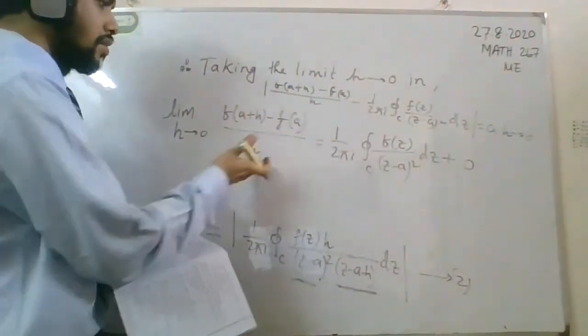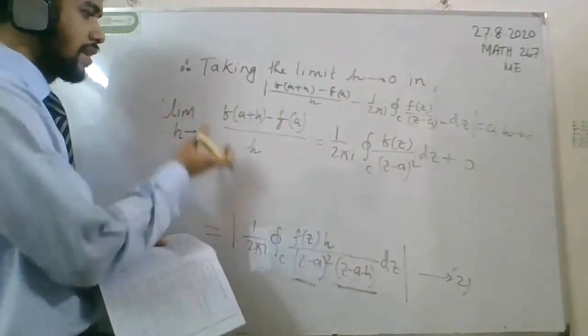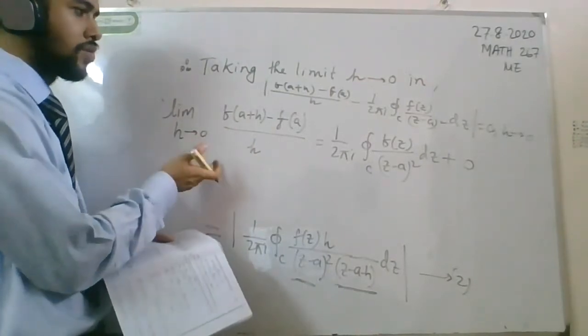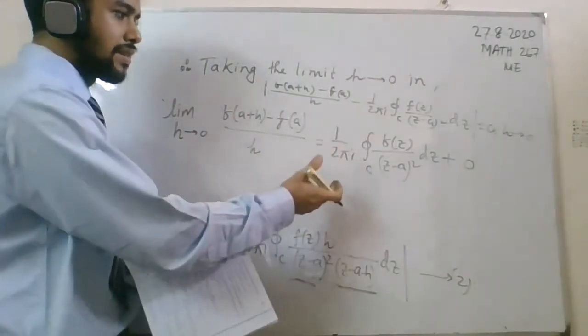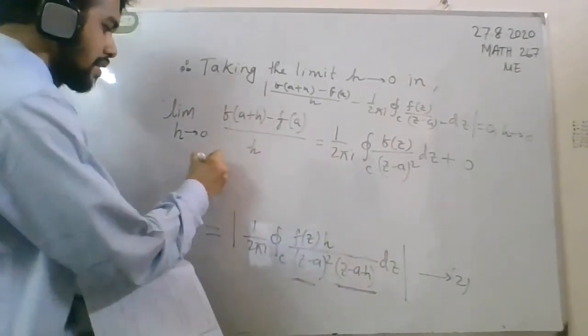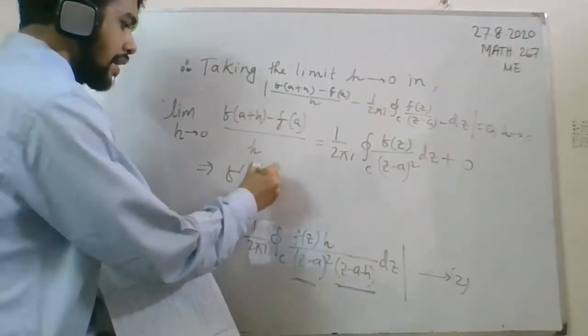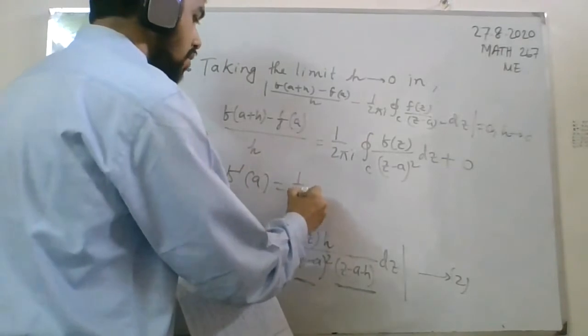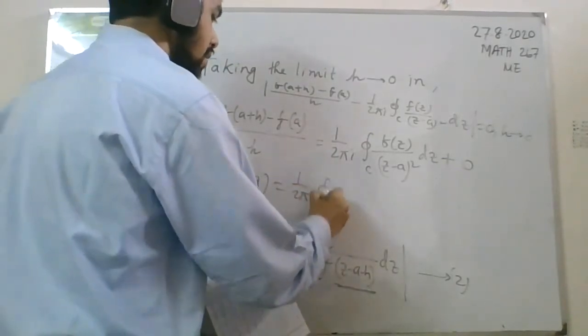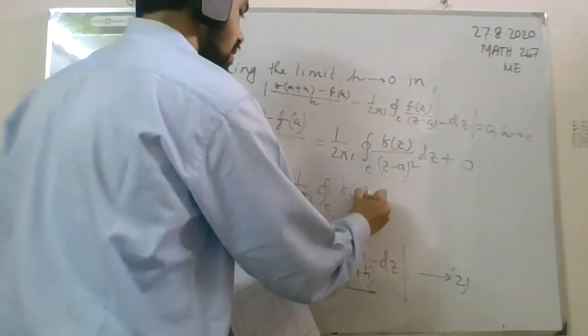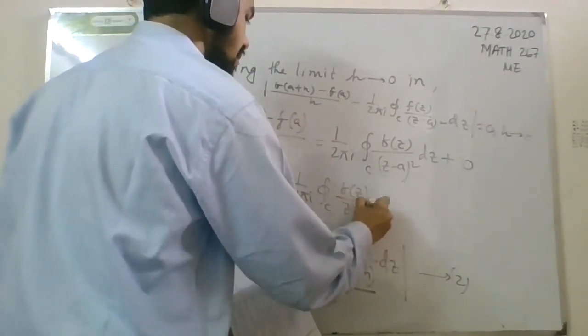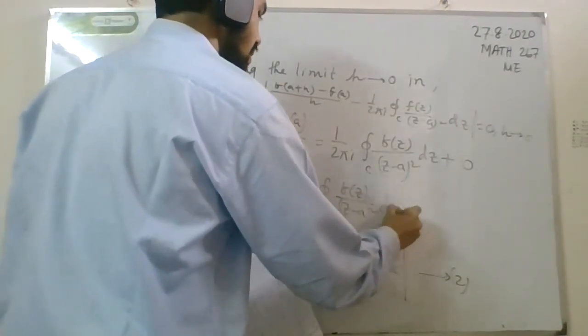So from this you can take the limiting value where h tends to 0, and after that you can easily say that f prime a equals 1 by 2 pi i integration of f(z) divided by (z minus a) whole square dz.